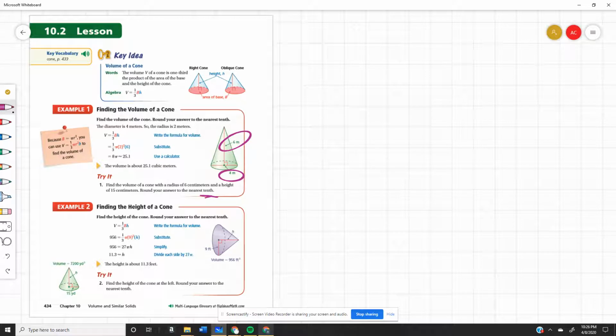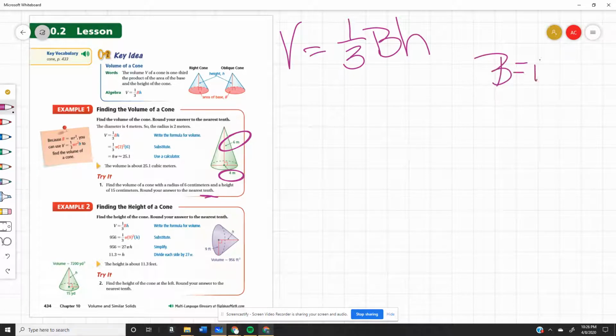Okay, moving on. It wants us to find the height of the cone, round our answer to the nearest tenth. So let's start by writing our formula. 1/3 area of the base times height. In this one, they give us the radius, but they don't give us the height. And they also give us the volume. So we're going to start substituting, keeping in mind that area of the base is equal to pi r squared. So we're going to use this instead of this because they give us the radius.